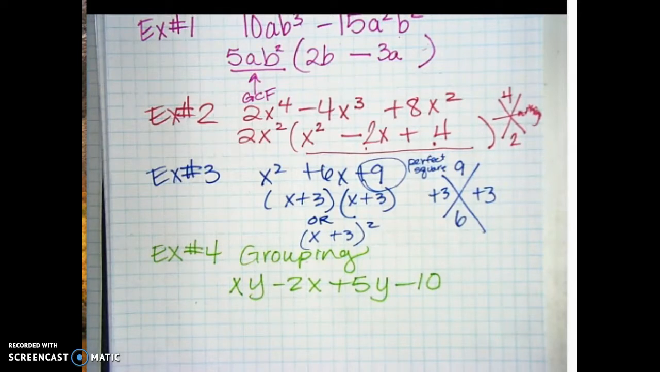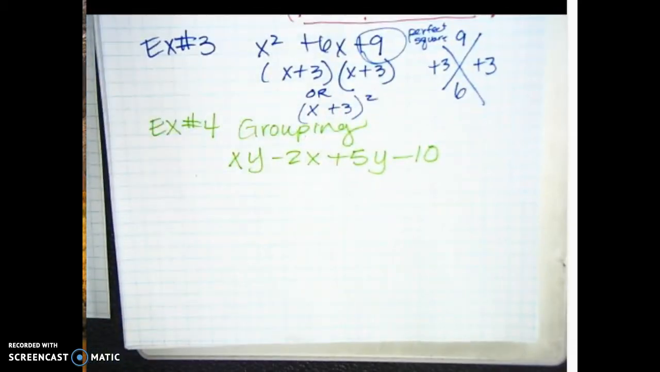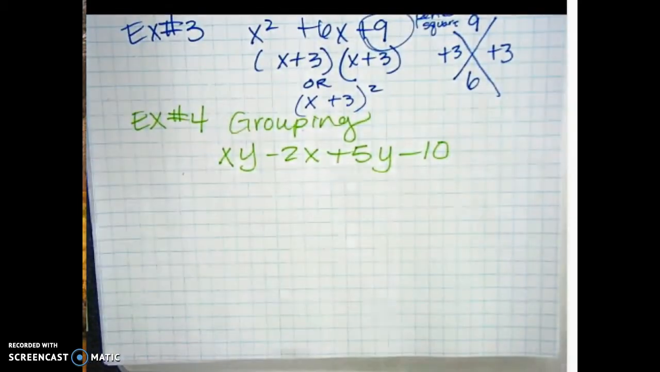All right, so for example number 4, we've got xy minus 2x plus 5y minus 10. You always want to check and see if you have a GCF. Is there a GCF? No. And it's not a trinomial, right?